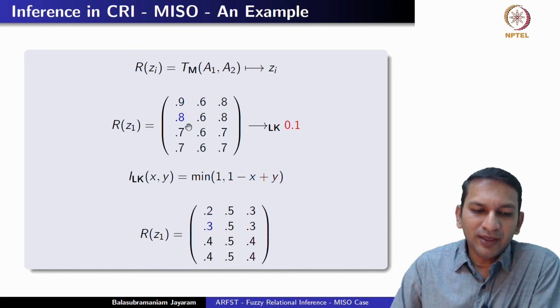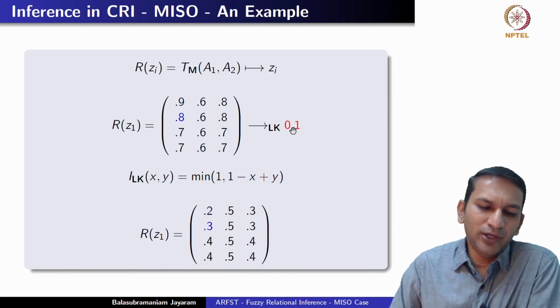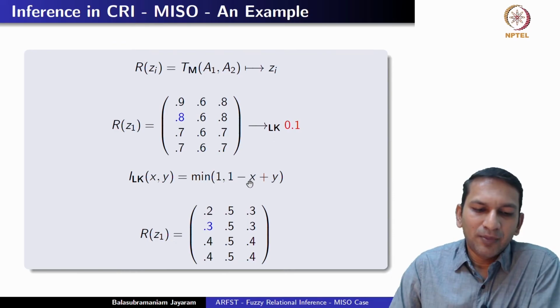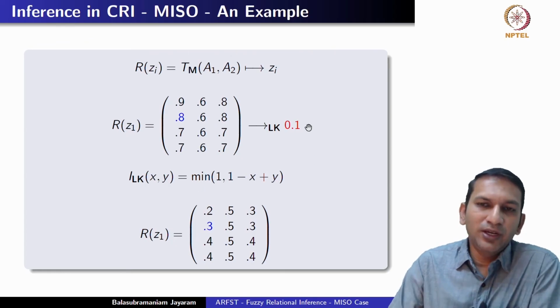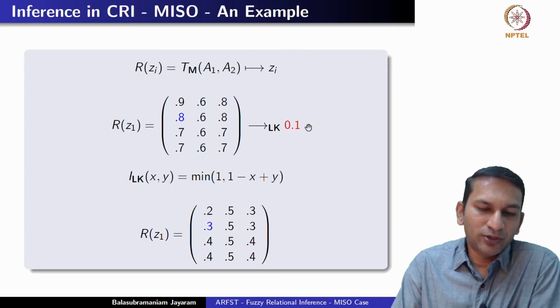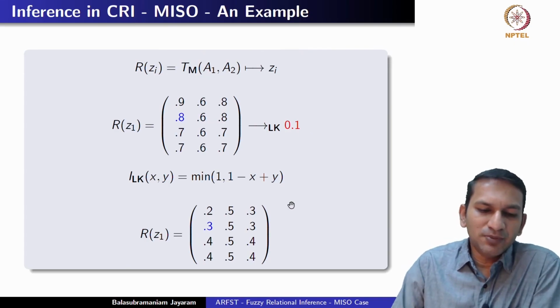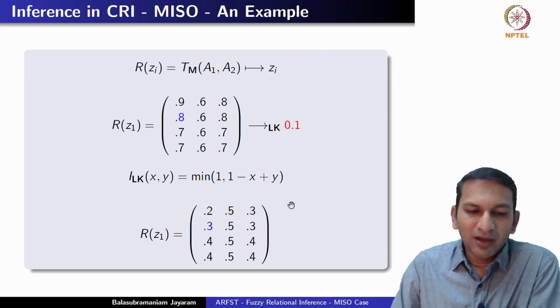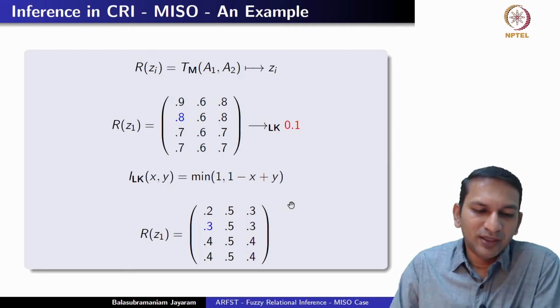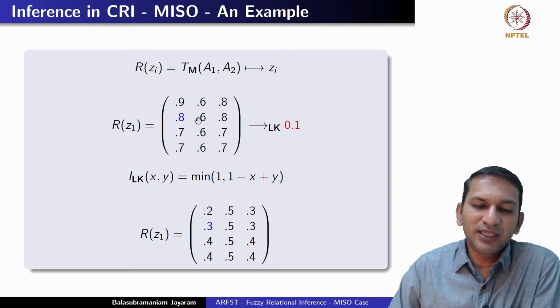Now, if you take 0.8 here and 0.1 here, then by fixing x to be 0.8 and y to be 0.1, you will get a second pattern. So if you go through like this, essentially you are only doing some kind of an outer product operation, and you will be able to fill this matrix. And this is R of Z1. Then we need to do R of Z2, R of Z3 also with this team of A1, A2.